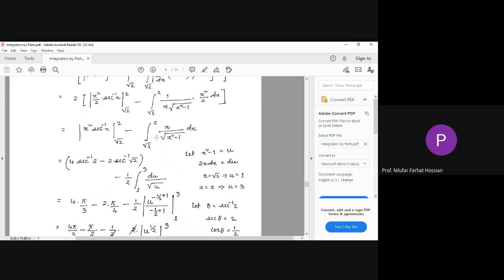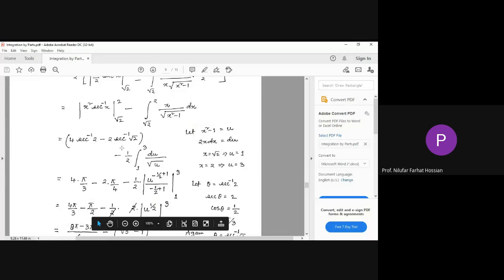When x equal to root 2, these root 2 and 2 are the limits for x. So when x equal to root 2, it will be 2 minus 1, that means simply 1. And when x equal to 2, it will be 4 minus 1, that means 3. So the limits for u will be 1 up to 3. And here x dx is du by 2, so I have taken this minus half outside. So integral 1 up to 3 du by root 2, because this x square minus 1 is taken as u.